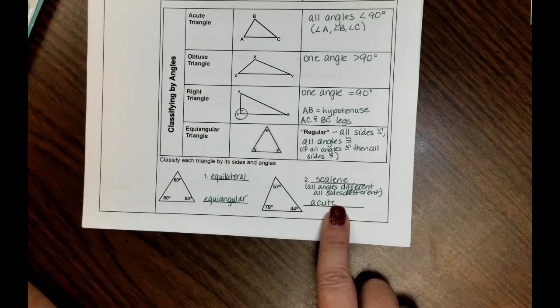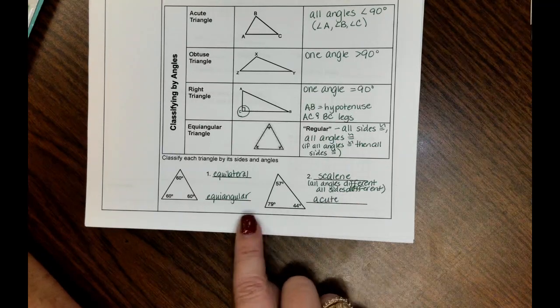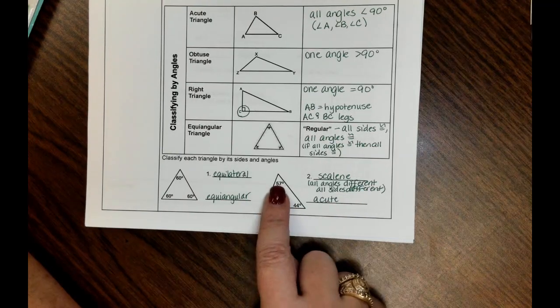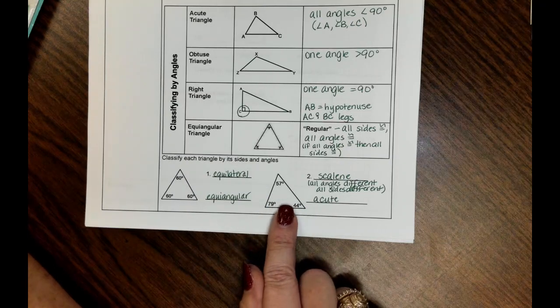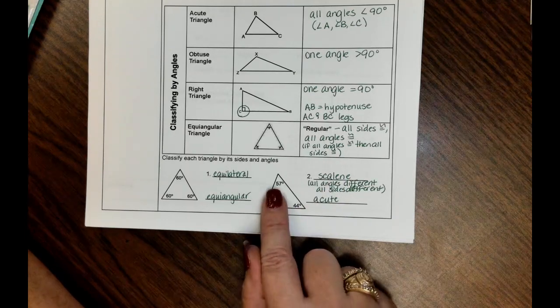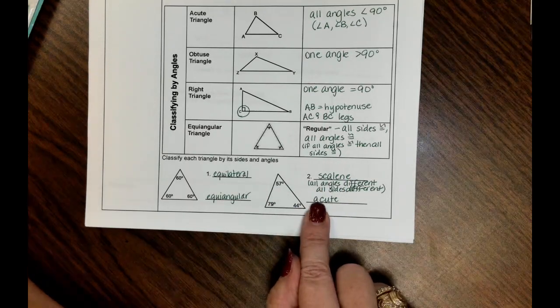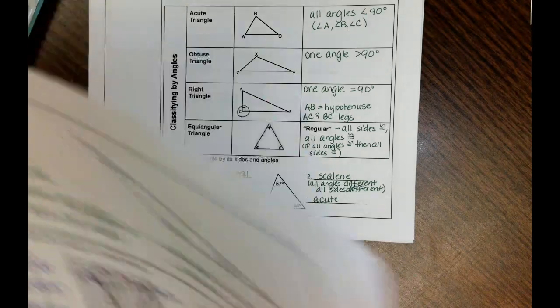Then scalene. Scalene means all the sides are different. So this is scalene because if you look, all the angles are different, which means that all the sides have to be different. So classifying it by its sides would mean that it's a scalene triangle. And all of these angles are less than 90 degrees, which means that that triangle is an acute triangle.